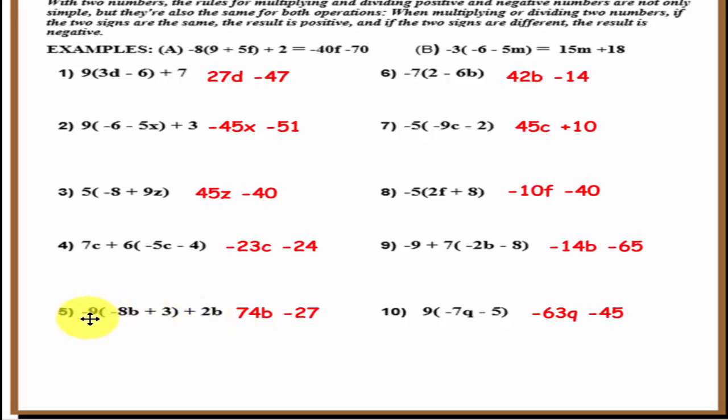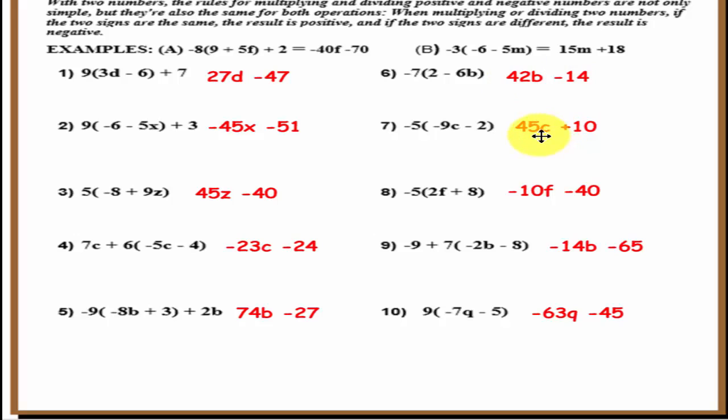Because look carefully, you'll notice you have a negative times a negative and a negative times a positive, right? So two negatives are going to be a positive, so that's 72, plus you're going to add 2 more to it, right? Now remember, a negative times a positive is going to be a negative. That's how you get your 27. Let's look at number 5. Your answer should have been 42b minus 14.